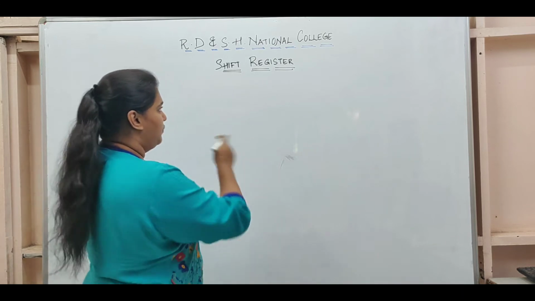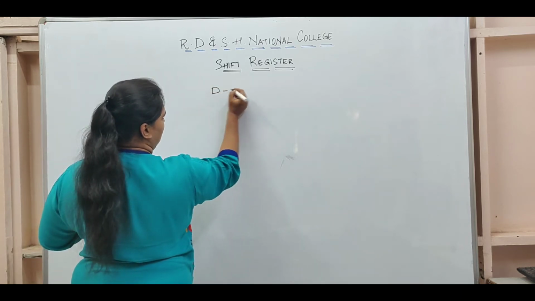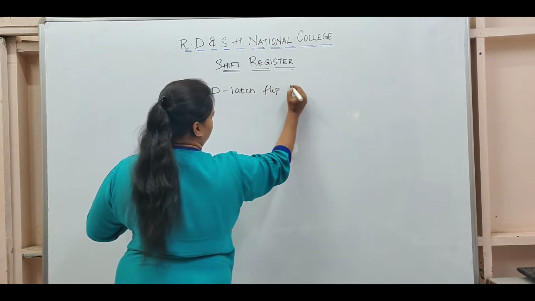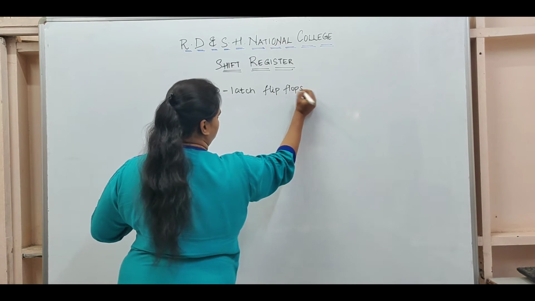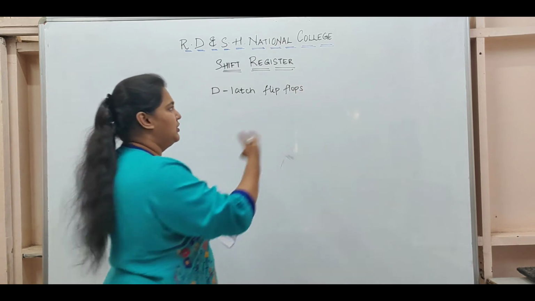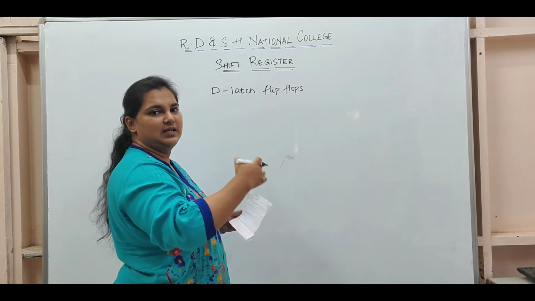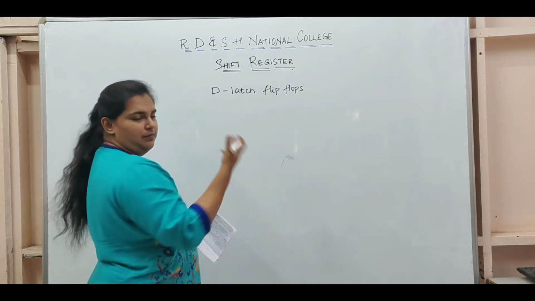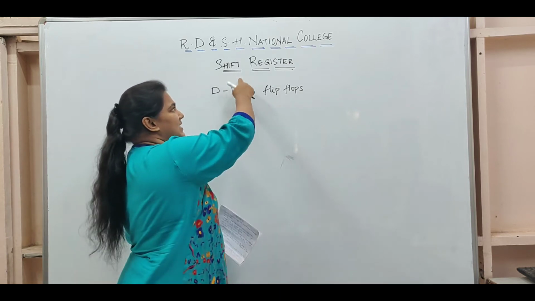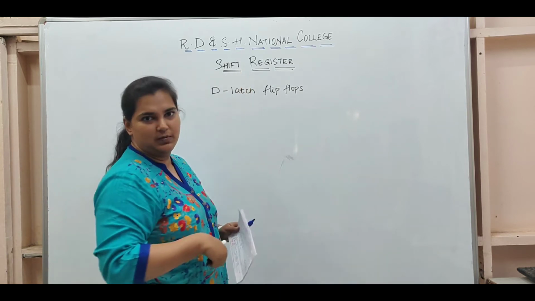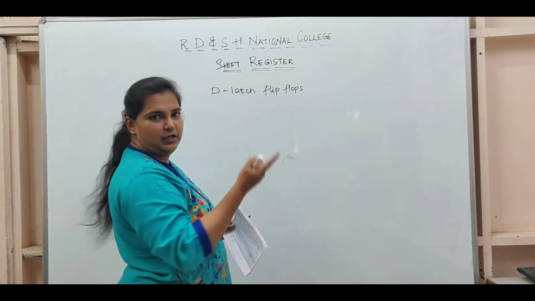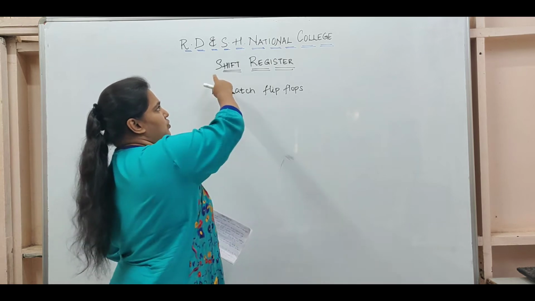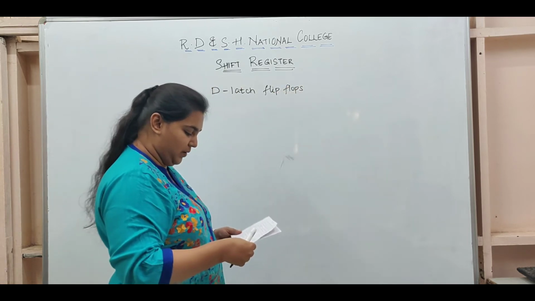So a shift register is basically made up of D-latch flip-flops, and these D-latch flip-flops are connected in such a way that the output of the first D-latch flip-flop is connected as an input to the second, the output of the second is connected as an input to the third, and so on. And the number of D-latch flip-flops we require depends on what bit size register we need. So if you need a 4-bit shift register, you will use 4 D-latch flip-flops. If you need an 8-bit shift register, you will use 8 D-latch flip-flops, and so on.